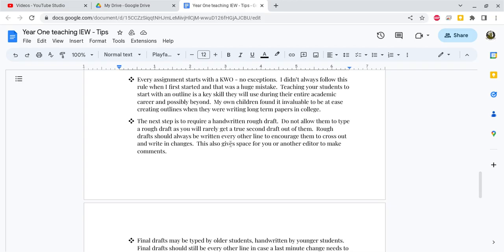Every assignment starts with a keyword outline. Do not make any exceptions to this rule. When I first started teaching using IEW, I didn't always require it, and that was a huge mistake. You just don't get as quality writing. It's not as well organized.